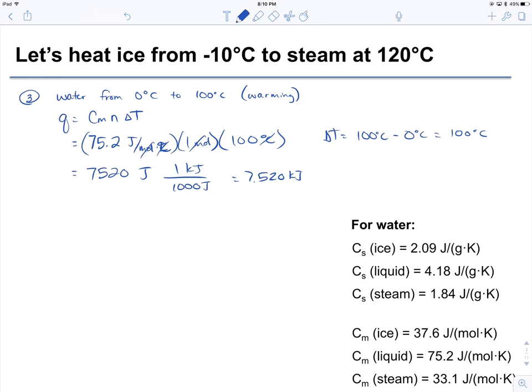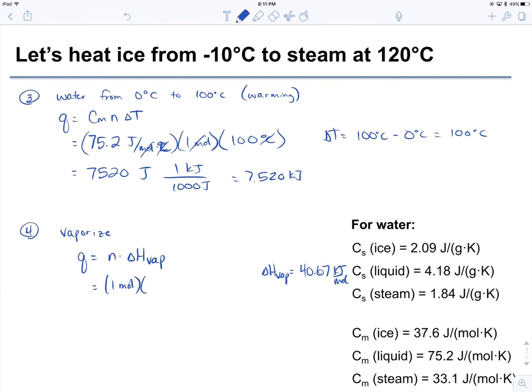And our 4th step, remember, will be to vaporize or boil the water. So we're going from that water at 100 degrees Celsius to steam at 100 degrees Celsius. So there's a constant temperature, and we'll have Q is equal to n delta H vaporization. And delta H vaporization for water is 40.67 kilojoules per mole. So 1 mole of water vaporizing would require 40.67 kilojoules of energy.